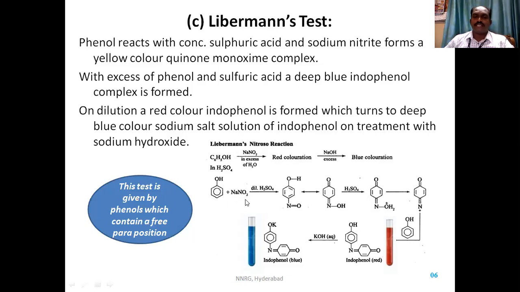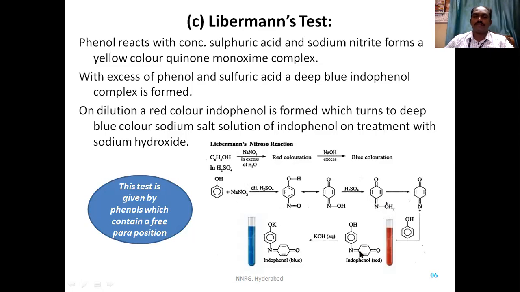So phenol, when it is treated with NaOH in the presence of dilute H2SO4, you get quinone oxime or nitroso group, the para phenol nitroso group. When it is treated with H2SO4, this H2SO4 tries to donate the proton to this oxime so that it forms OH2. We know that OH2 is a leaving group. Whenever you are diluting this, and in the presence of phenol, the phenol will try to attack this electropositive nitrogen to form an indophenol.